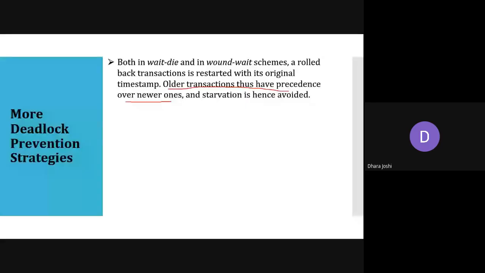Timeout-based scheme: a transaction waits for a lock only for a specified amount of time. If any transaction is just waiting for some amount of time, it will be rolled back. Thus, deadlocks are not possible, but starvation is possible in some cases, like wound-wait. It is also difficult to determine a good value of the timeout interval. Like we need to think, if in 10 seconds I am not getting a response, then I need to roll back. So defining this value is a difficult task.